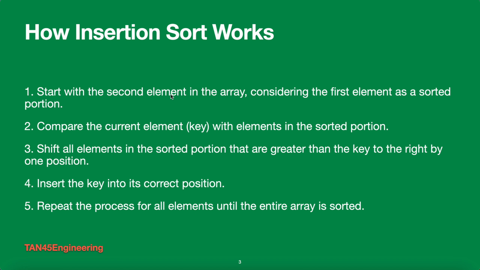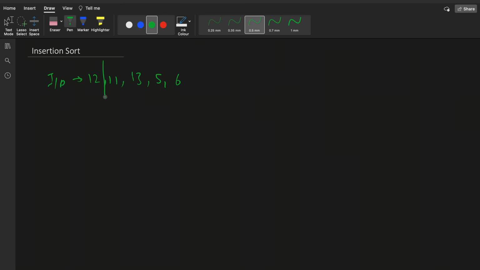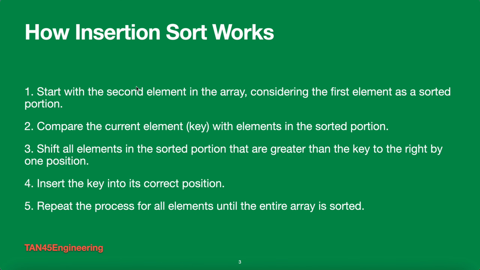So, how insertion sort works. We'll go through it step by step. We have 5 steps. Start with the second element in the array, considering the first element as a sorted portion. We'll consider that this side is already sorted. If there is only one element, 12, it is sorted, right? It's a single element. So we'll start with 11, the second element.